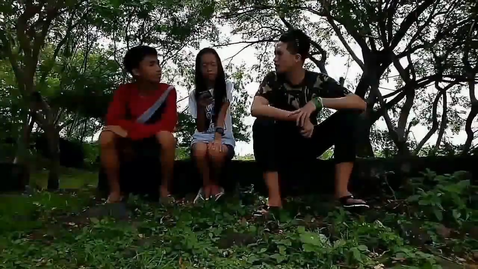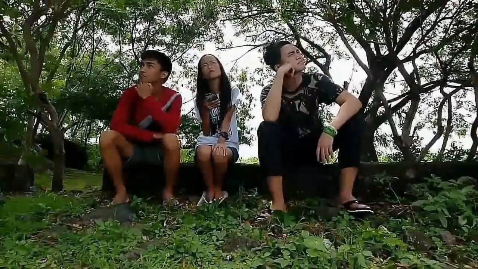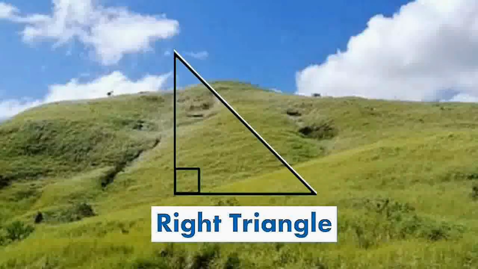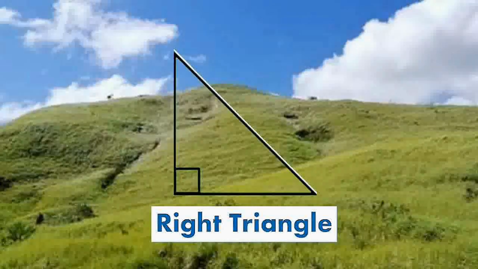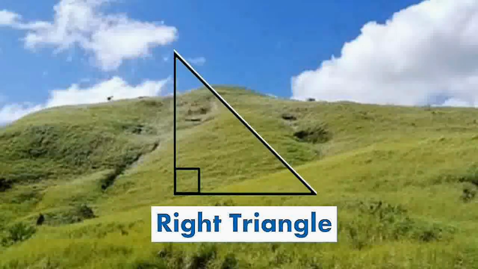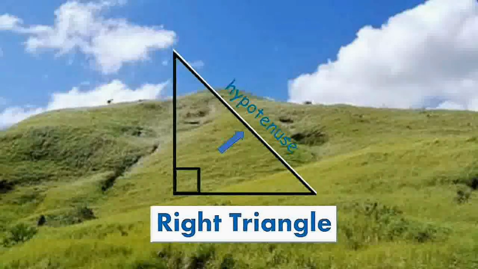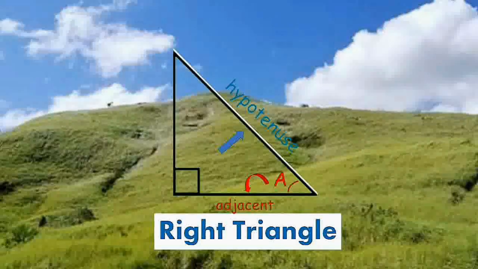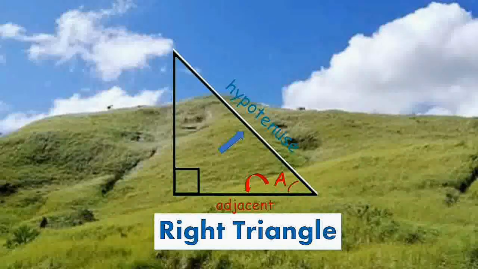Right triangle is a triangle in which one angle is a right angle, which measures 90 degrees. Suppose we have angle A aside from the right angle. The side opposite to the right angle is called hypotenuse. The side adjacent to angle A is called adjacent side, while the side opposite to the angle A is called the opposite side.